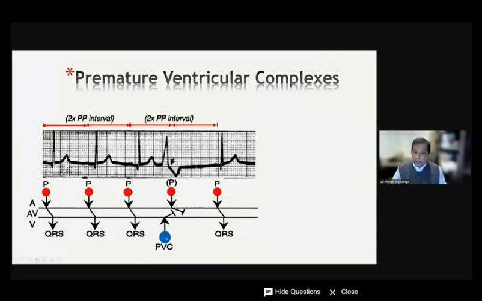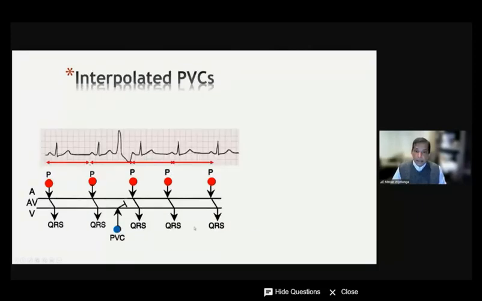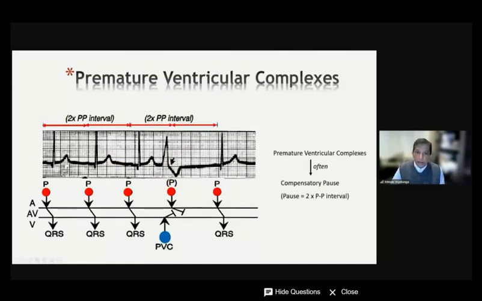In this instance, this premature ventricular impulse did not change the way the sinus node is beating. But my point is, let me go back. When you see this wide QRS complex, the P to P interval is exactly twice the normal P to P interval. And that's a compensatory pause. In the previous instance, the P to P interval is less than two times. So ventricular ectopy usually has a compensatory pause. To measure that, you need to measure the P wave to P wave interval.